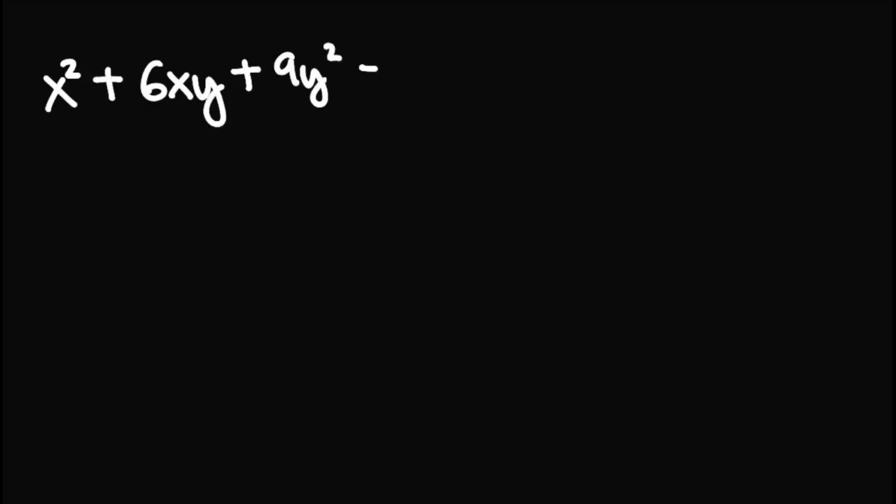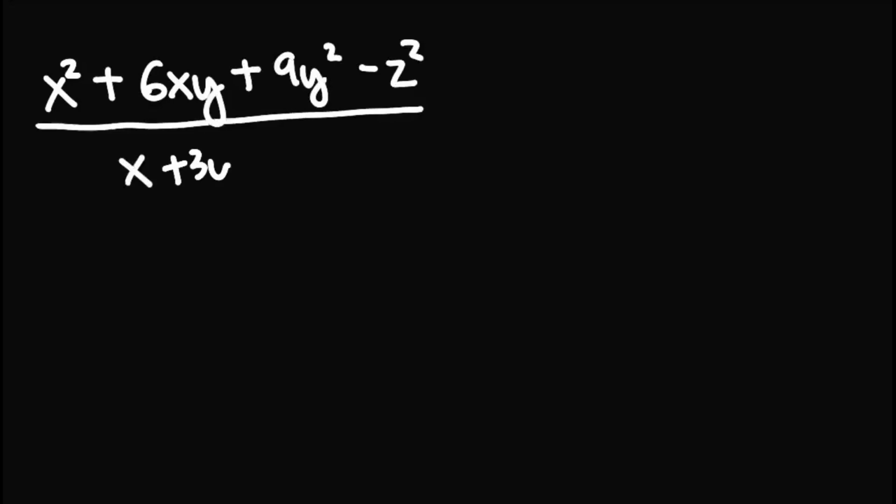Let's have one last example. Let's have x squared plus 6xy plus 9y squared minus z squared over x plus 3y plus z. From here, what we will do is we'll apply again the concept of factoring by grouping, but this time we'll group these three terms out here.